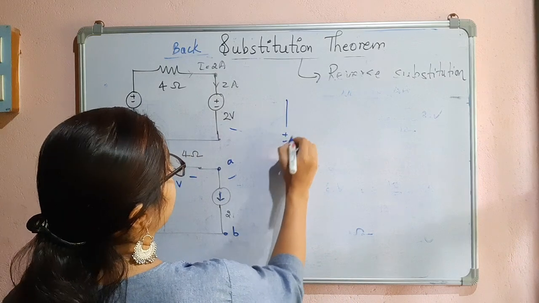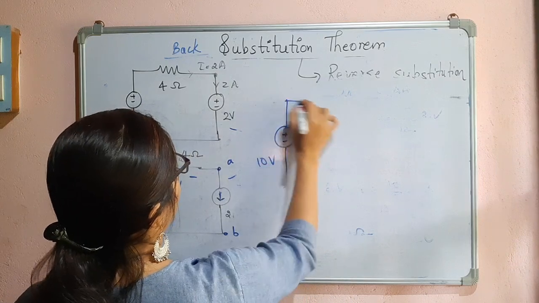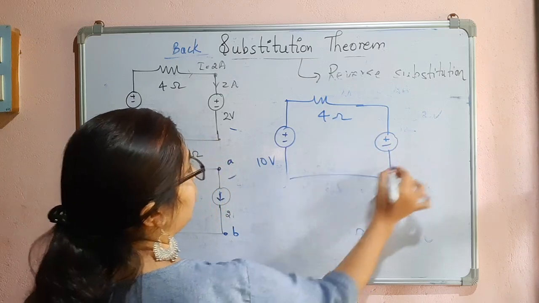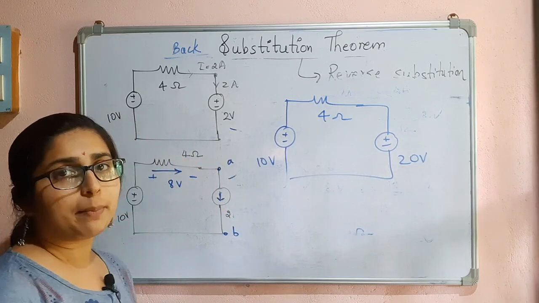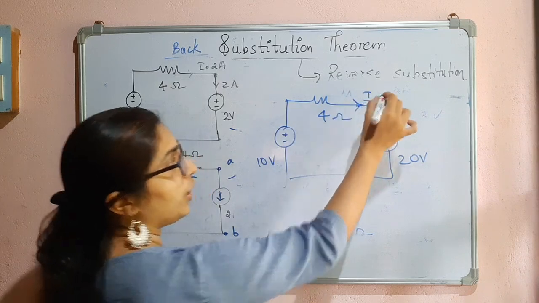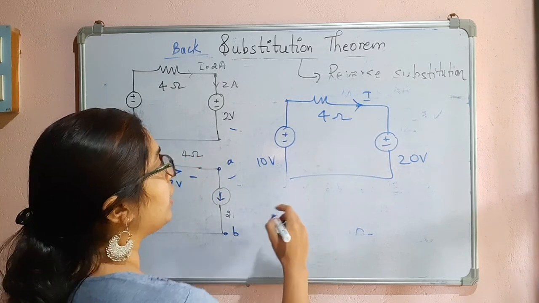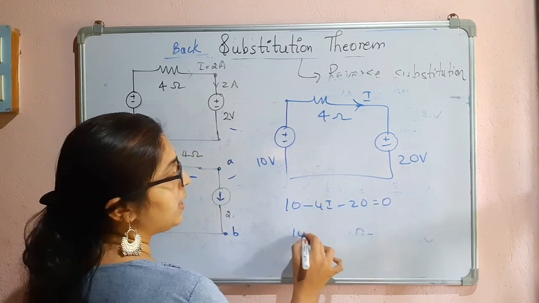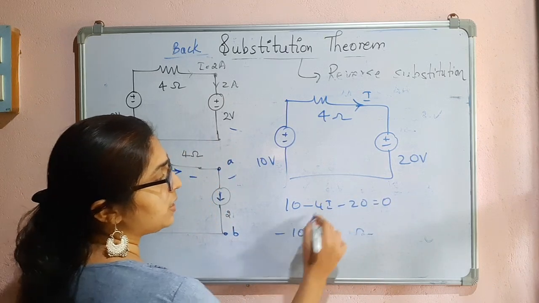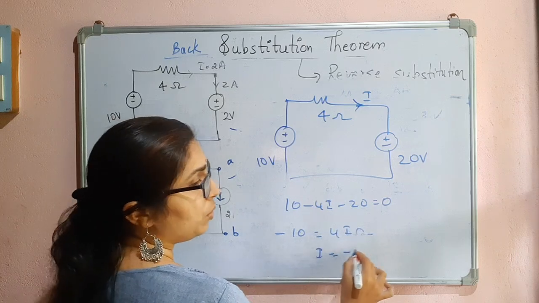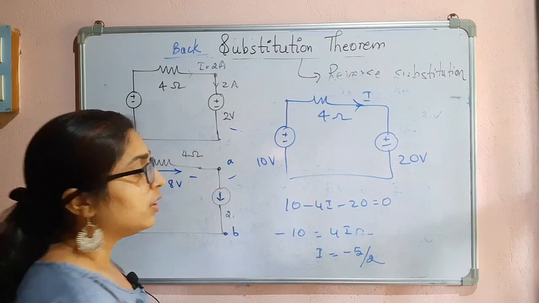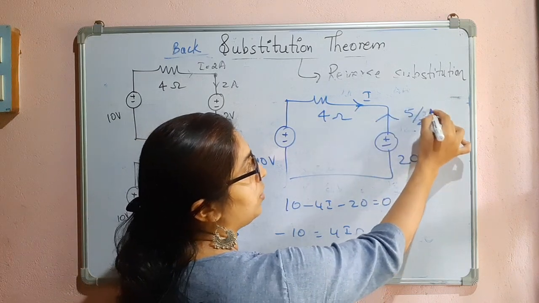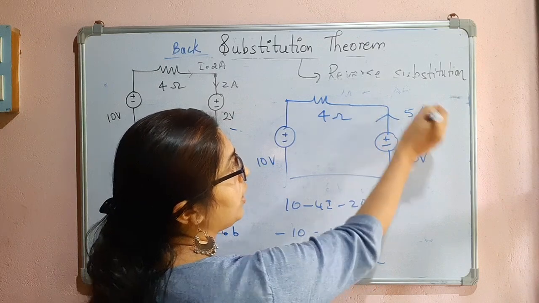I'll take the same thing, 10 volts, I'll take 4 ohms, and here I will take something like 20 volts. So now what will happen? You will find the current here. How will you find the current? 10 minus 4i minus 20 is equal to 0. That means minus 10 is equal to 4i, so I is equal to minus 5 divided by 2. I is equal to minus 5 by 2 means the current is actually flowing in this direction.